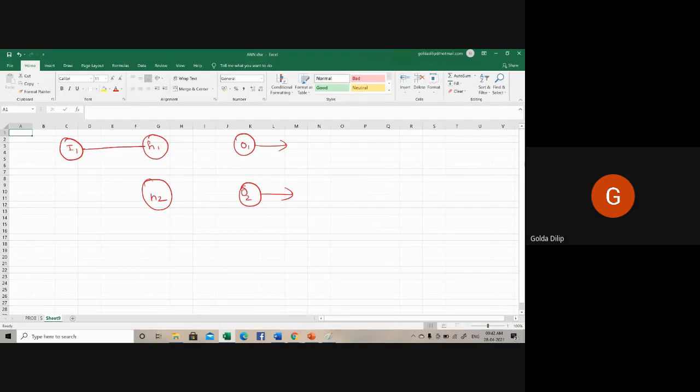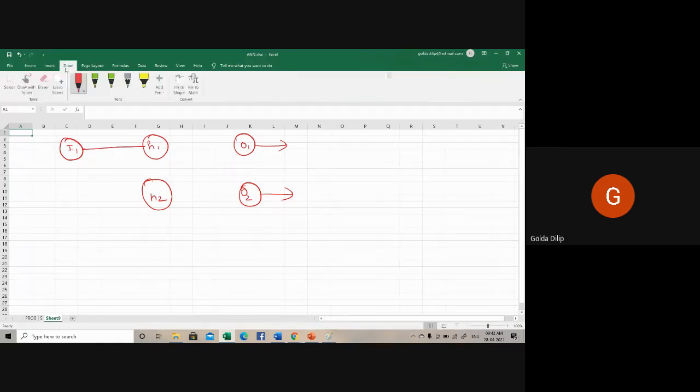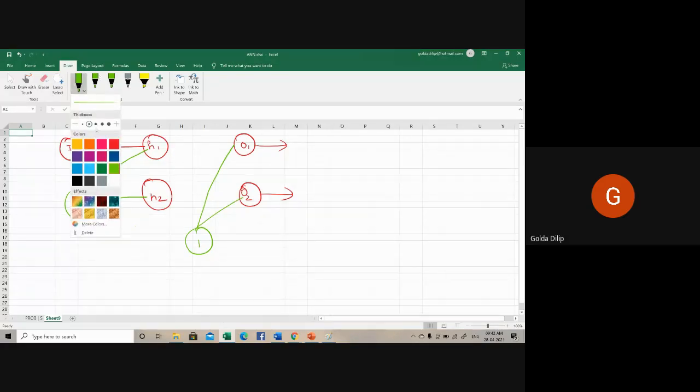Now I need to introduce a bias to each node. So let me introduce a bias to the node. The bias will always have a value 1. Then another bias node. Right, then let me complete the connections.